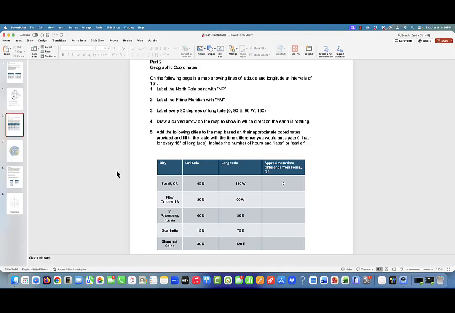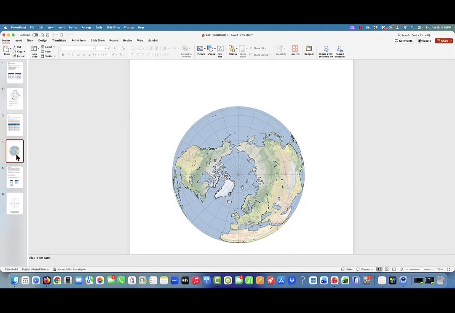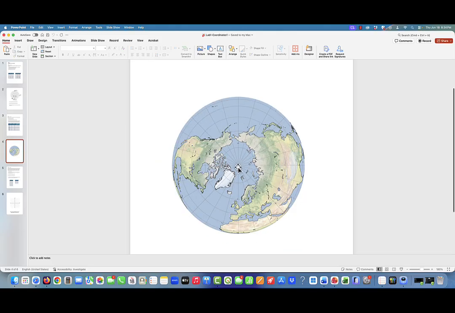Let's get started on part 2 of lab 1. In this lab, we're going to be plotting on a very different sort of map projection. We saw this in the lecture, but this is an equidistant map projection centered on the North Pole. Everything on this map, all of the lines that you're seeing radiating out from the center are lines of longitude, and all of the closed circles are lines of latitude.